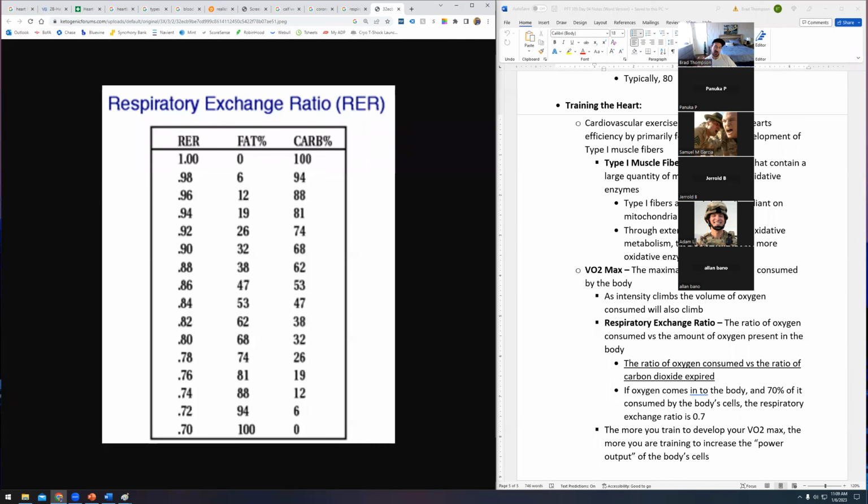If I brought in 100 units of oxygen and I consumed 70 units, but the remaining 30 didn't get used, that's a 70% consumption rate, okay? So I am either at an RER, respiratory exchange ratio, of 1.0, which is 100%, or 0.7, which is 70%. Now, there is a time of day where you are always at 70% consumption, and there is a time of day where you are at 100% consumption.